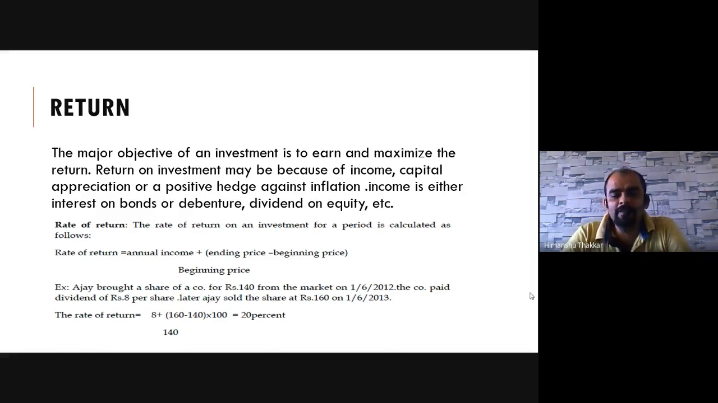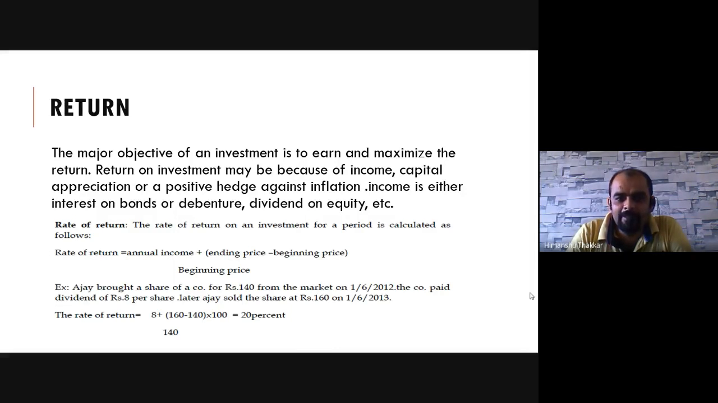And return on investment may be because of income, capital appreciation, or a positive hedge against inflation. Income is either interest on bonds or debentures, dividend on equity, etc. So the rate of return, the return on investment for a period, is calculated as follows. Rate of return is equal to annual income plus ending price minus beginning price.